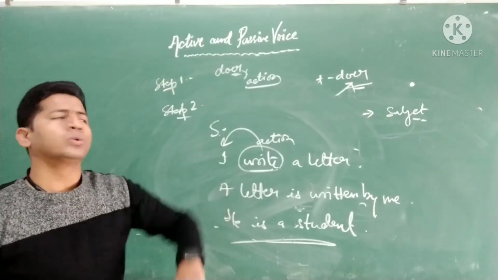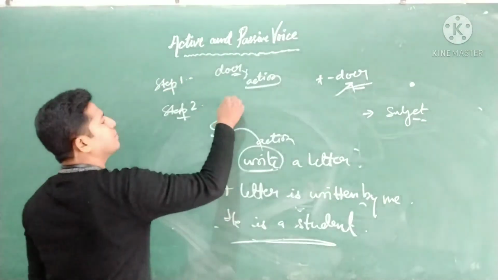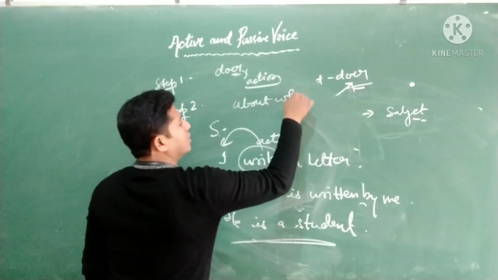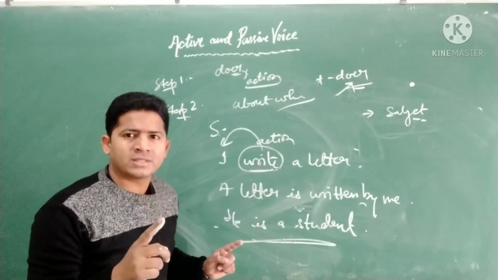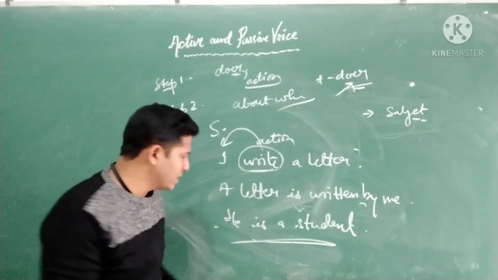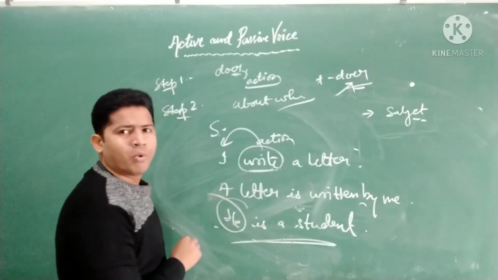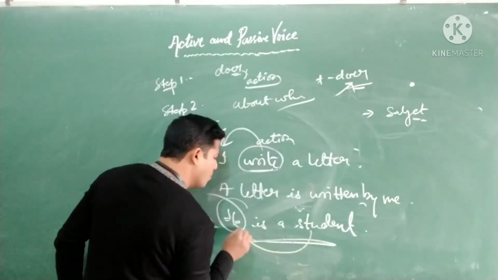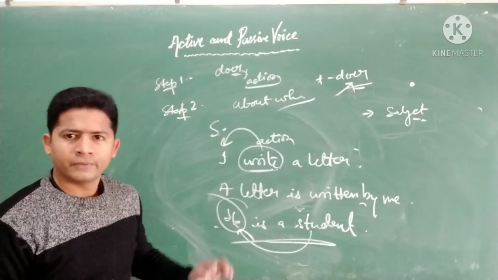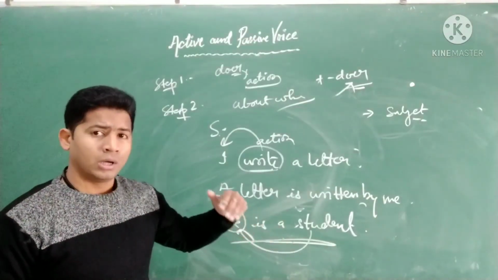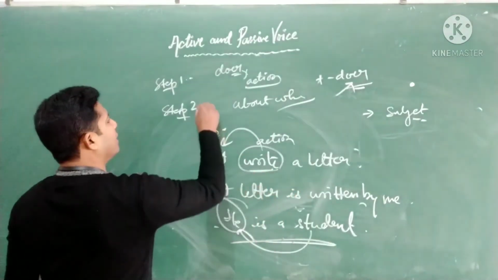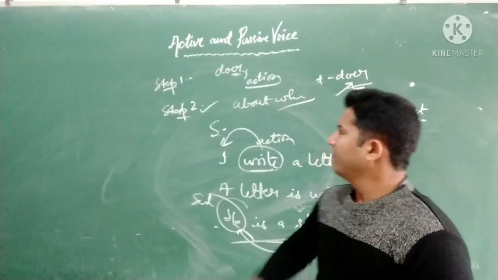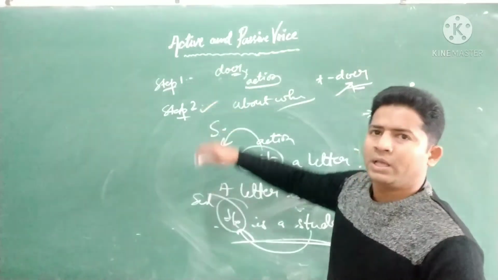In that case, you need to go to the second step, and in second step, you need to find out about whom we are talking. If there is no action in the sentence, we will be talking about someone. It can be a person, male, female, or anything. So about whom we are talking in a sentence, that will be the subject. Make sure students do this in sequence. If you will not follow the steps properly, you will make mistakes.